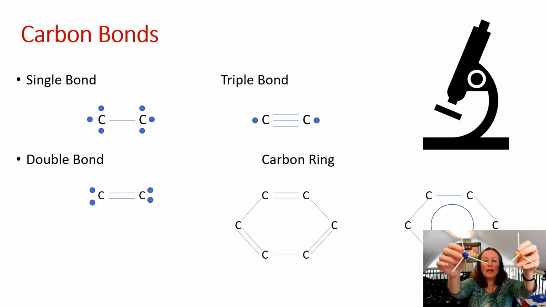So what do we have? We have two carbon tetrahedrons, and if you have a single bond, it looks like this. You can have a double bond or a triple bond, and as you can see, as you get more and more bonding, the atoms get closer together and get stronger and stronger bonding.